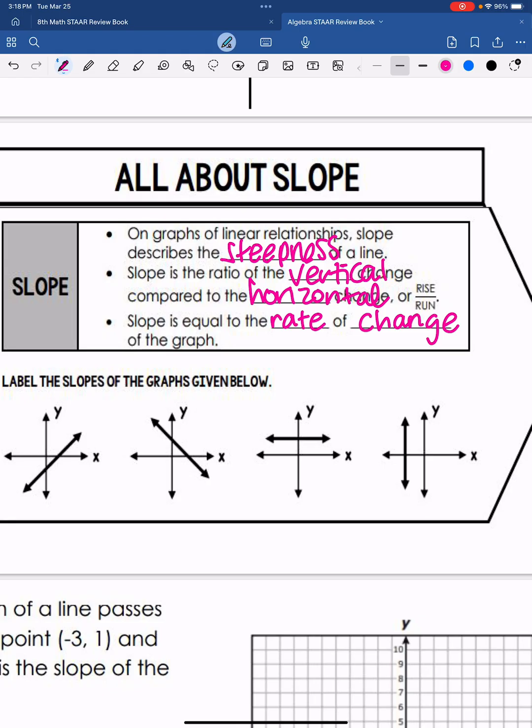So the first one we're looking at is going up from left to right. So my first graph is considered a positive slope. So under the first graph, we're going to write positive. The second graph is going down, so we call this a negative slope. When a line is horizontal and it's going straight across, this is called a zero slope. And lastly, a vertical line is called an undefined slope.